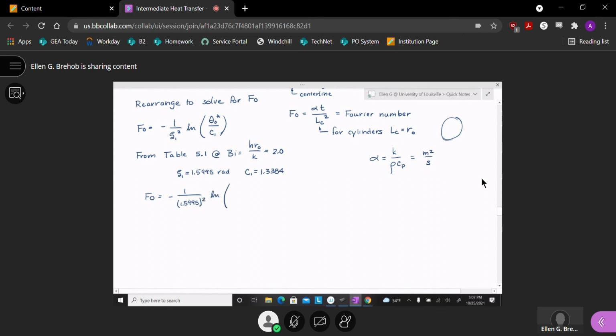I have to use my definition for theta 0 that I wrote earlier. So it's T0, the centerline temperature I want to get to, minus T infinity, divided by initial temperature. And I don't remember talking about that, but in their problem statement, it does say 6 degrees C is initial temperature, and then minus T infinity. And that's over C1.